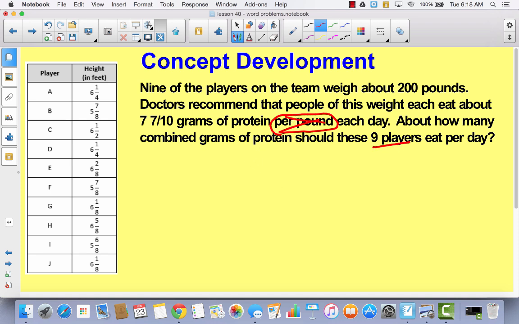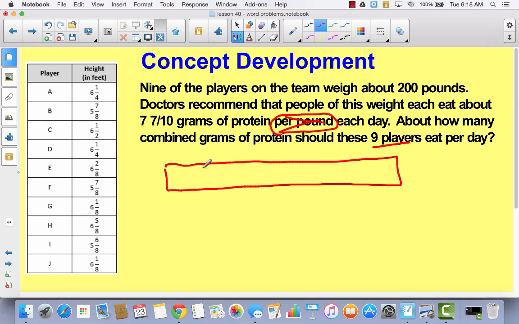There are 9 players. So if I made my tape diagram here, and I broke it down into 9 parts, so that means I'm gonna make 8 lines. 1, 2, 3, 4, 5, 6, 7, 8. So I've got 1, 2, 3, 4, 5, 6, 7, 8, 9. Okay, so we're going to write 7 7/10 9 times. And I know that gets a little bit tiring, but it won't hurt. Okay, so we've got 7 7/10 for every single one of these players.